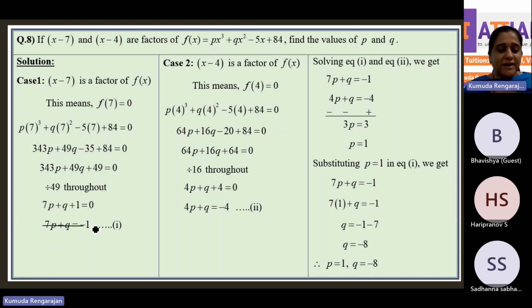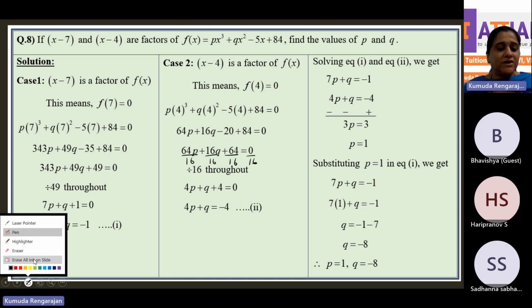All right, I'll come to this one later. Similarly, here when you work, you get 64, 16, 64. So you know 16 fours are 64. So divide by 16 throughout. Every term divided by 16: this one by 16, this one by 16, this one by 16, this one also by 16. 0 by 16 is 0.